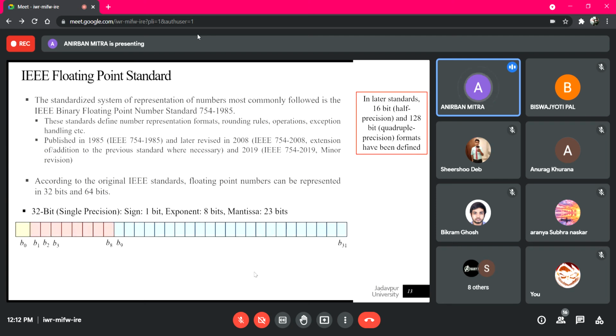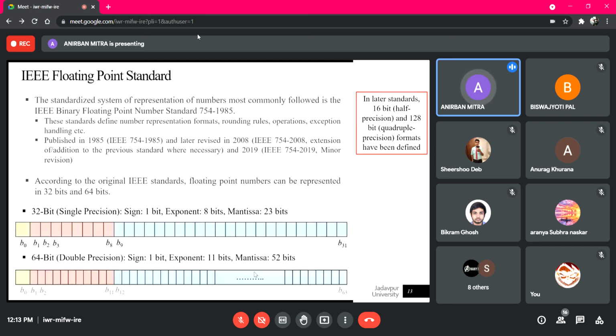In this 32-bit single precision format, 1 bit is reserved for sign, 8 for exponent, and 23 for mantissa. That is fixed. There is no way of changing. As you can see, it starts with B0 and ends with B31, that means a total of 32 bits. B0 is obviously the sign, B1 to B8, that means 8 bits for exponent, and the mantissa is stored in the consecutive 23 bits.